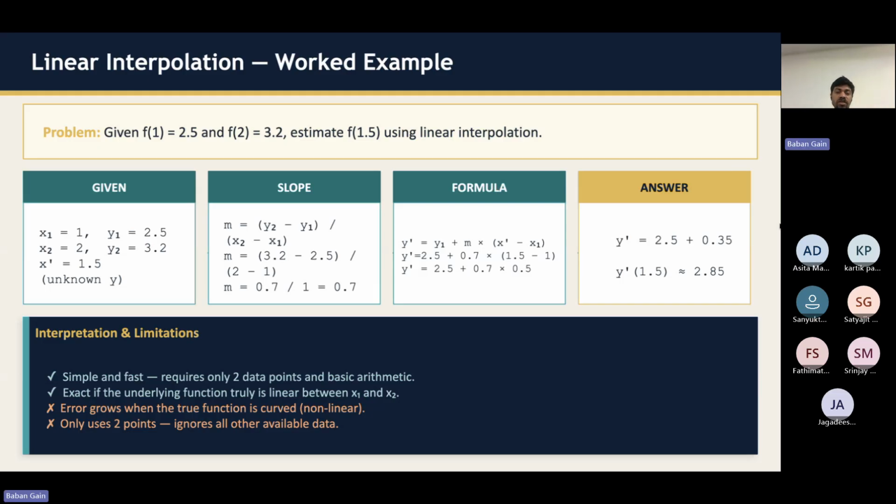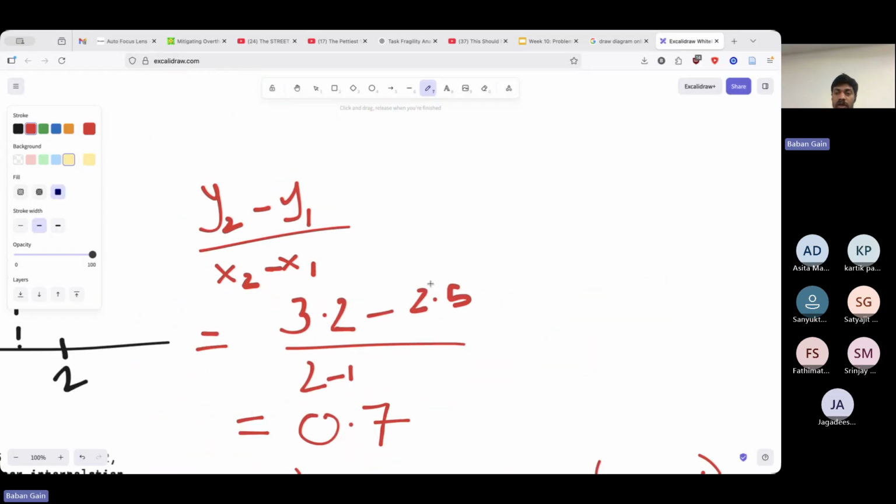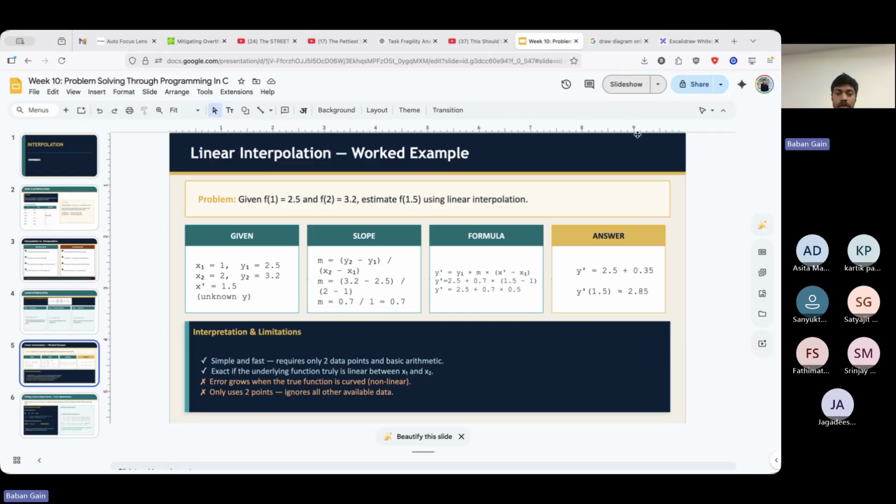So this is obviously very fast because it doesn't matter how large your number is, you just have to calculate the m and you just have to calculate the y prime. And if the relationship of this function is linear, by linear I mean if there is a straight line between these two points, then this is quite accurate.